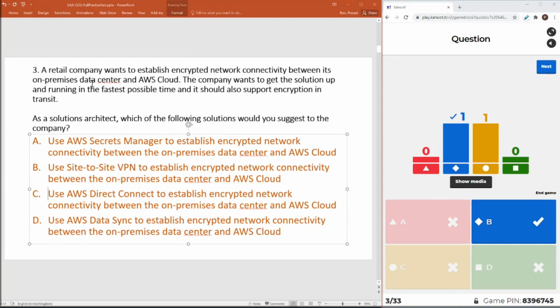Now the keyword here is running in the fastest possible time. And Direct Connect, to lay the fiber between the on-prem and data center, is a time-taking process. It takes a couple of months, if not more, depending upon how far the AWS region is from the on-prem data center. Site-to-site VPN is more of a software configuration, so that is the way you can do it fastest. Both of them provide encryption. With Direct Connect, we will have a dedicated line. And that's why the correct answer here is B.